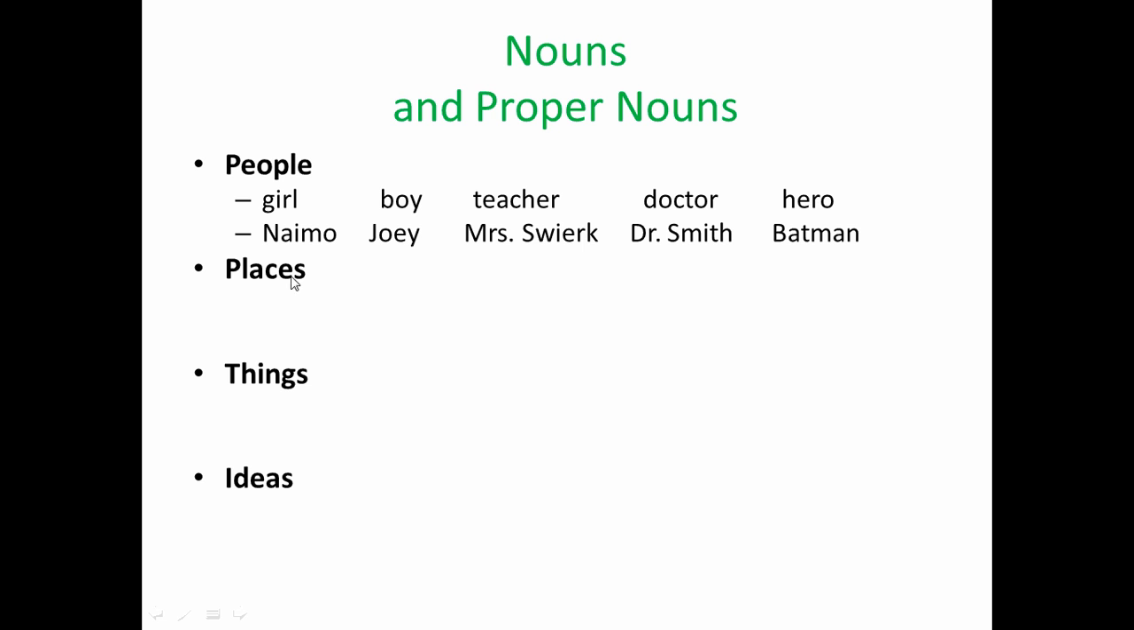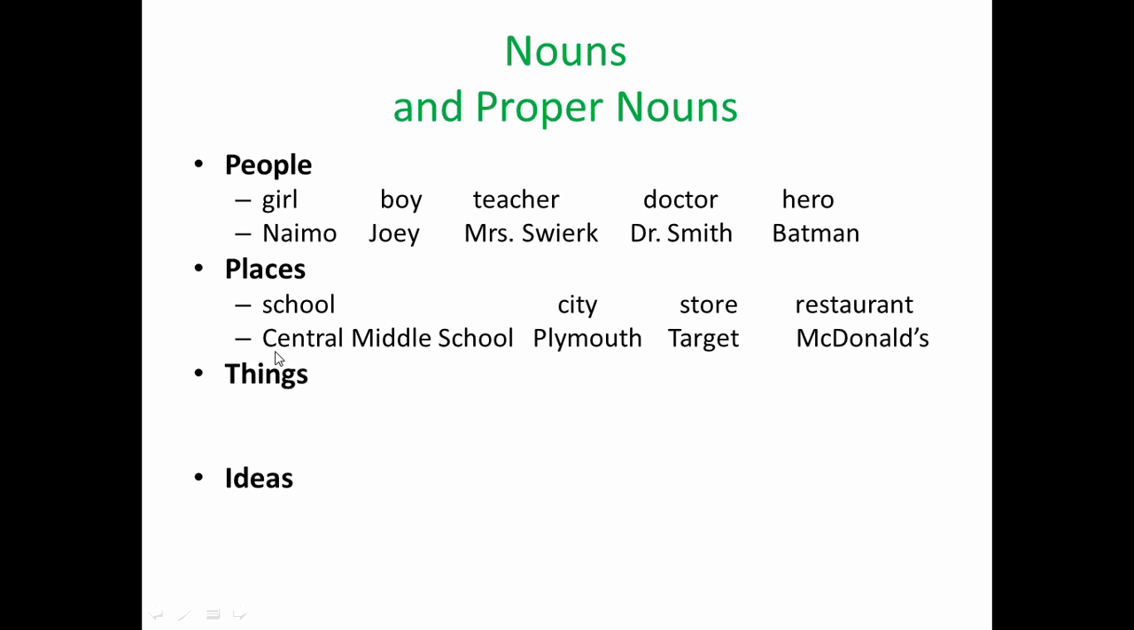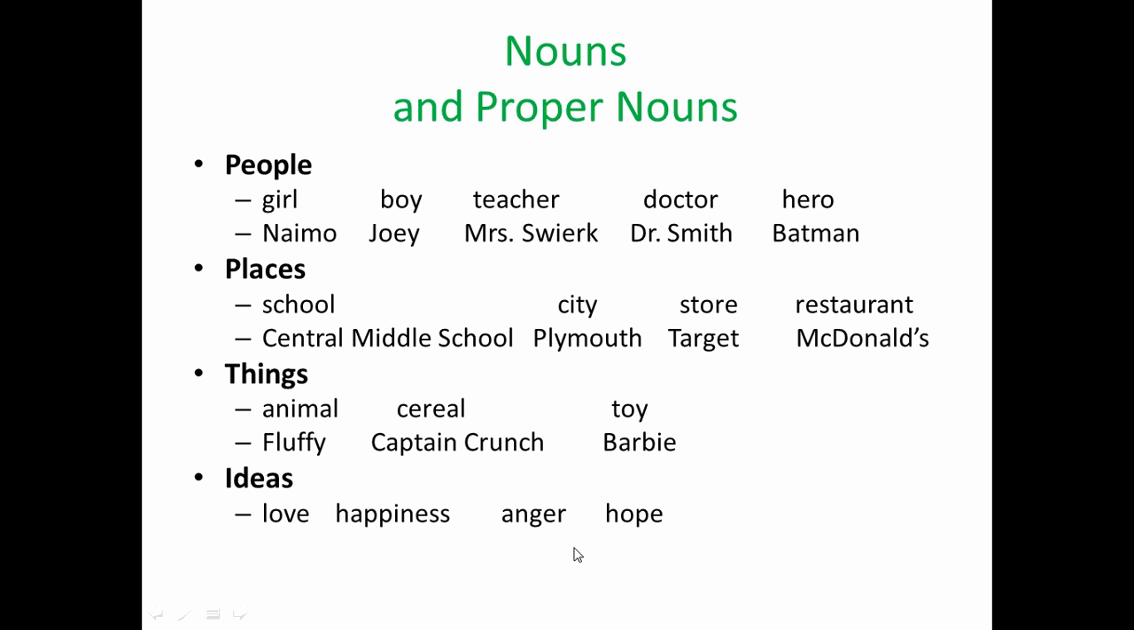Some examples of places are school, city, store, and restaurant. We can turn these common nouns into proper nouns by naming a specific school, like Central Middle School, or the city of Plymouth, the store called Target, or the restaurant called McDonald's. Some things are an animal, cereal, toy, and some proper nouns in this category might be my old pet rabbit Fluffy, my favorite cereal, Captain Crunch, or my favorite childhood toy, a Barbie. And then some ideas are love, happiness, anger, hope. Remember, these were called abstract nouns. They're not nouns that you can see or touch, but they are still considered nouns.